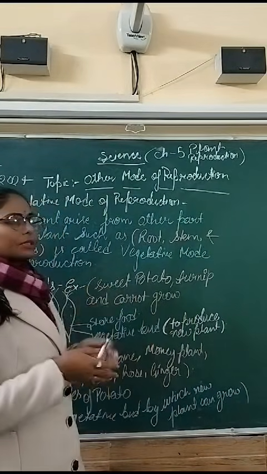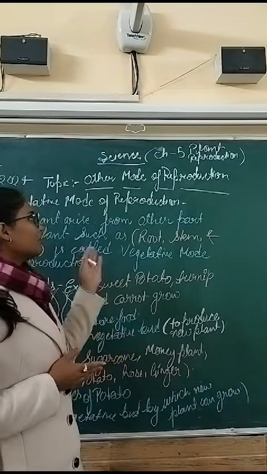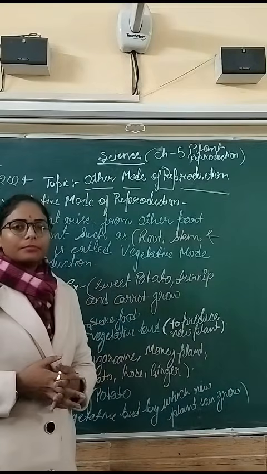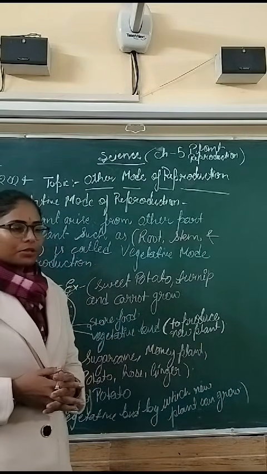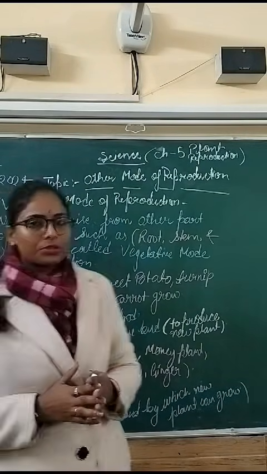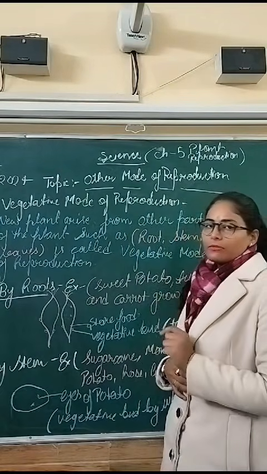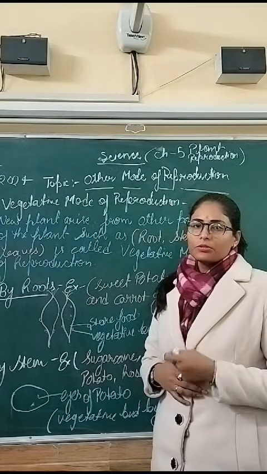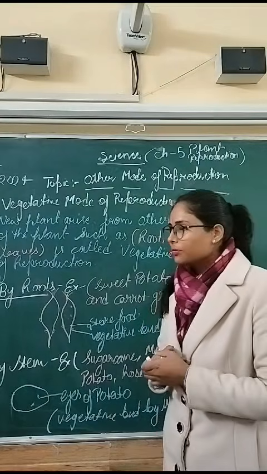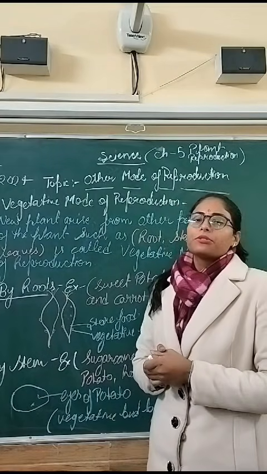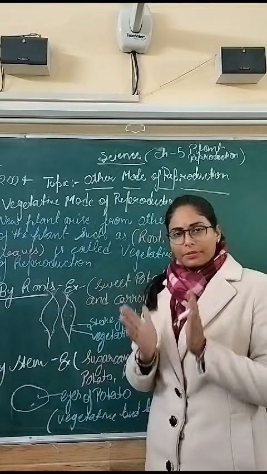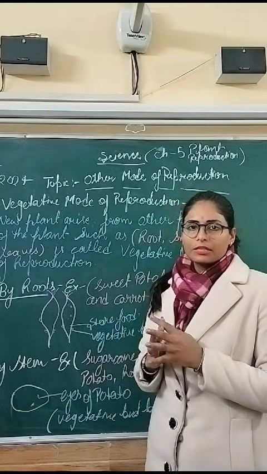As we discussed in chapter 5, plant reproduction, the basic mode of reproduction. What is the basic mode of reproduction? As I discussed with you, the pollen grain falls on the stigma and forms the pollen tube, then it will meet with the ovule and lead to the formation of the zygote. That is the basic mode of reproduction. I already discussed this with you.